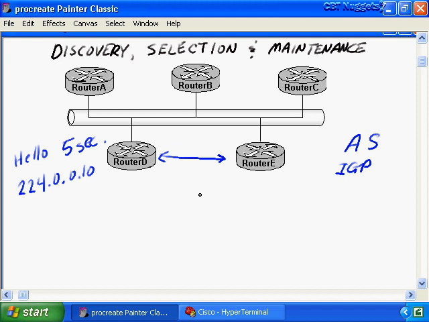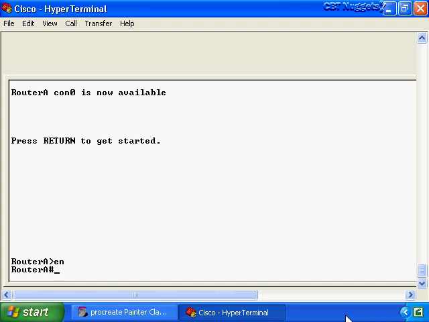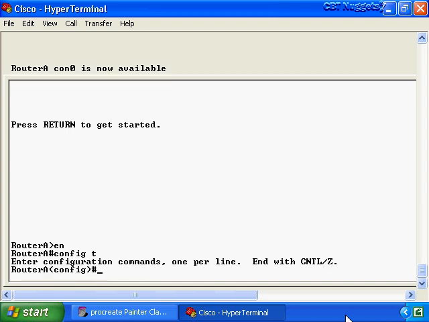Now, before we can even get to the discovery process, we have to go ahead and configure our routers for EIGRP. So let's go to router A and do that right now. Let's bring up our HyperTerminal. Okay, I'm on router A. I want to get into exec mode, and of course I want to configure my router.